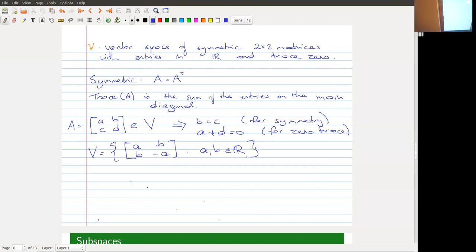So in order to choose an element of V, we have a free choice for the entry in the top left and a free choice for the entry in the top right. Those can be chosen independently of each other. But as soon as we've chosen them, all four entries are determined, because the lower right entry must be the negative of the upper left, because the trace must be 0, and the other two entries must be equal to each other, because the matrix must be symmetric. So, again, kind of like choosing an element in R2, we have two free independent choices to make in order to choose a 2 by 2 symmetric matrix of trace 0. And that's why we would say that this set is two-dimensional.